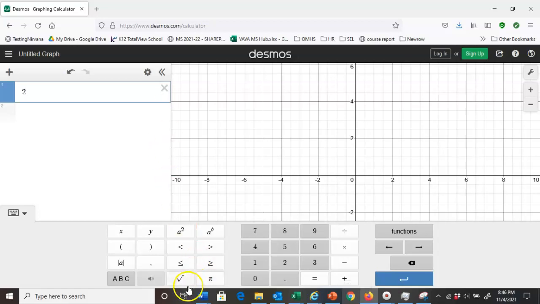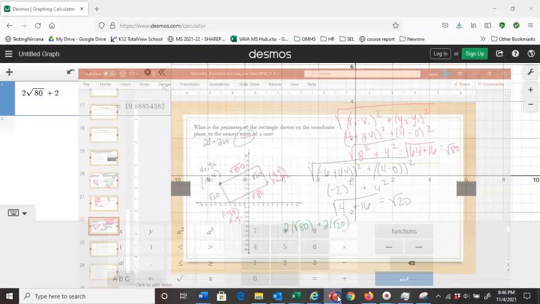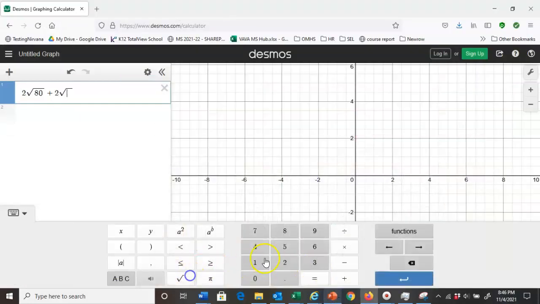2, and then square root of 80. Arrow out of that. See, if I was still under here, it stays under. Make sure you arrow out. Plus 2. It was 2 root 20 and 2 root 80, right? Yes. I have a very poor short-term memory. There we go. All right, so 26.8, right?